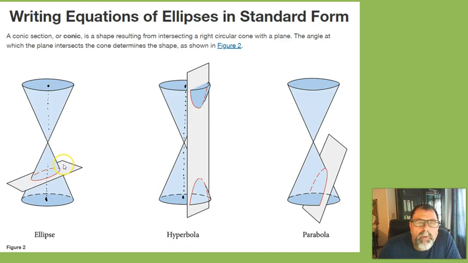And then the four proper conic sections would be the ellipse, hyperbola, and parabola, and then the circle. Okay, so they didn't draw the circle here.